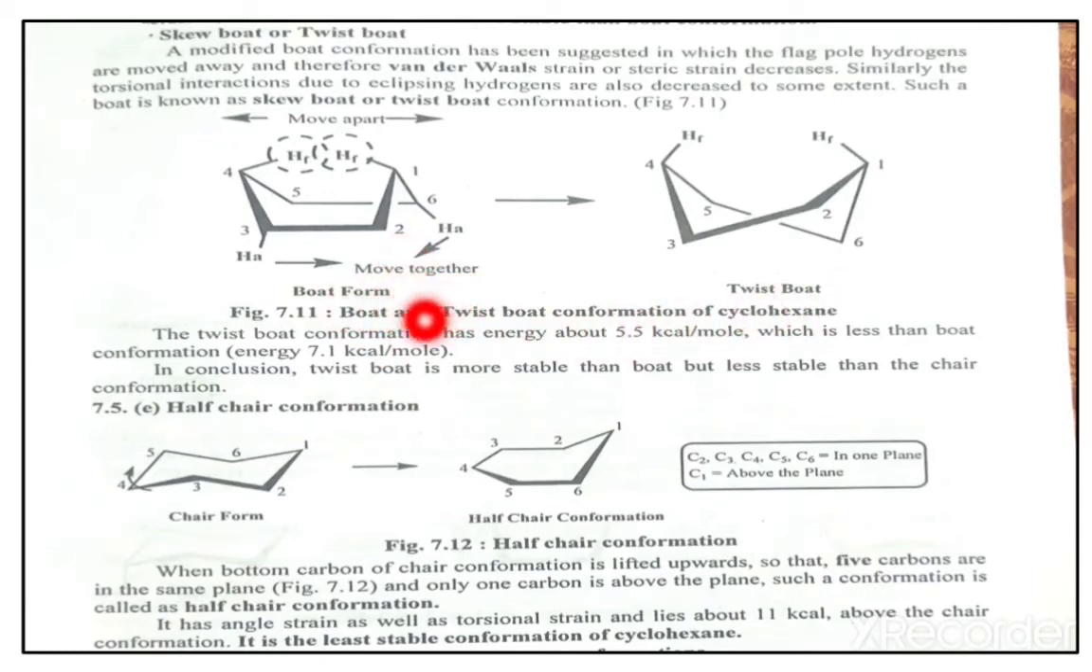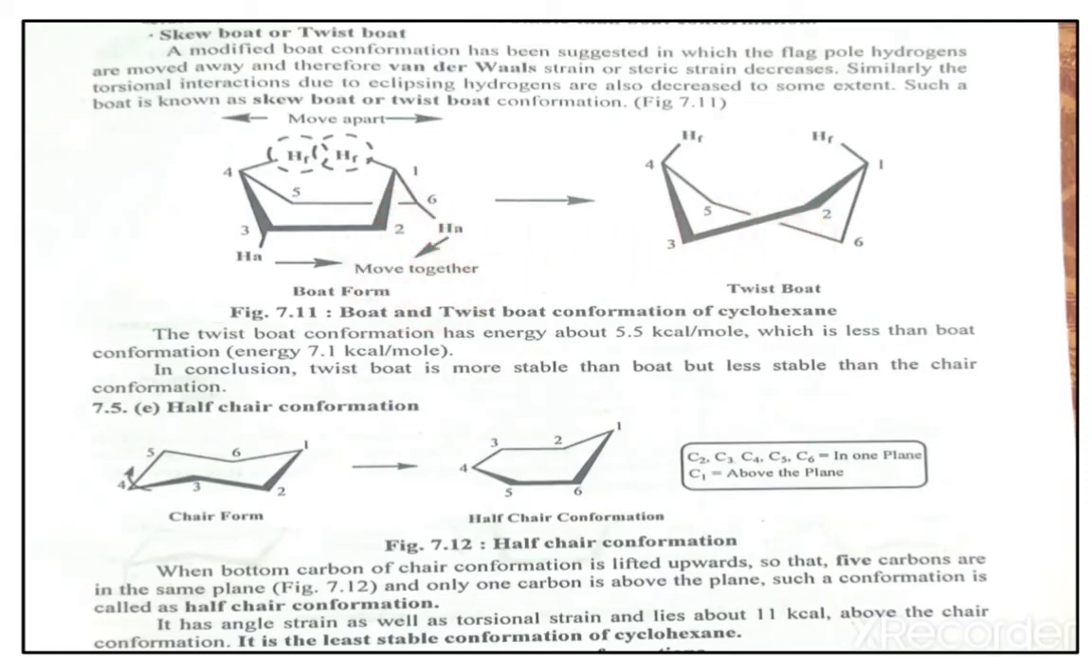Now then, how will you convert the boat form to the twist boat? It's very simple. Here is the boat form, and here we know the flagpole hydrogens. Now these move apart and here they move together. That means this HA and this H1, that means these carbons, move together and these move apart, and we get the twist boat. This way we convert the boat form to the twist boat.